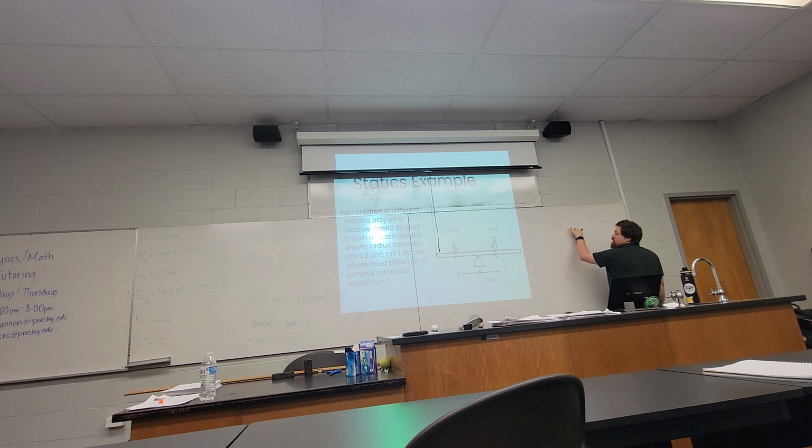Kid 1, their torque is trying to make it spin clockwise. Kid 2, their torque is trying to make it spin counterclockwise. So unknown R1 times negative 300 equals known R2 times negative 600.